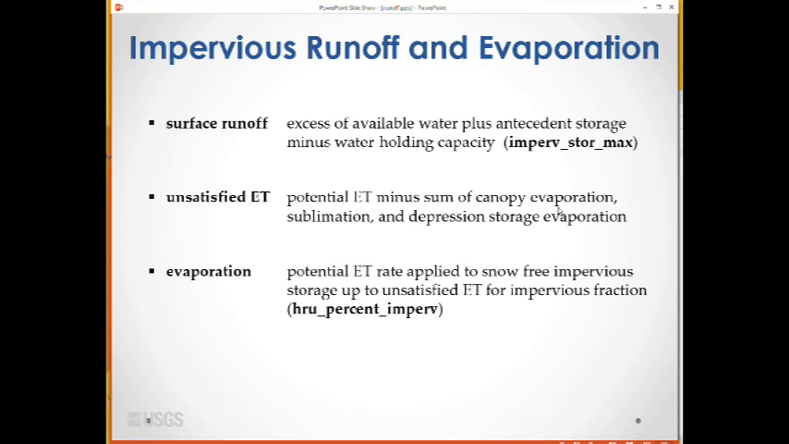The amount of impervious Hortonian runoff is the antecedent storage plus the maximum available water minus the maximum storage capacity specified by parameter ImpervStorMax. Evaporation is limited by the fraction of each area that is snow-free. Water evaporates at the potential ET rate and is limited to the amount of unsatisfied potential ET, which equals the potential ET minus evaporation from the canopy and sublimation from the snowpack.